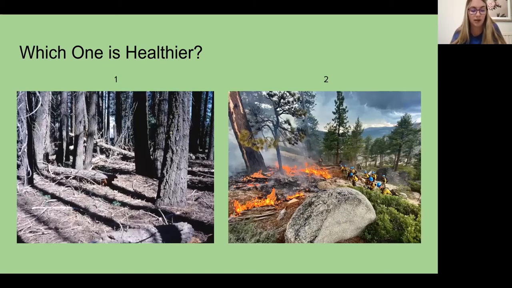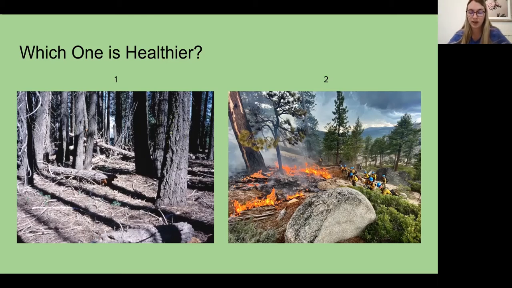Okay, here is our second question. I will again start our 30-second timer, and I want you to write down your observations or have a discussion about which one you think is healthier and what factor of a healthy forest you are basing that guess on. Okay, our 30 seconds is up.